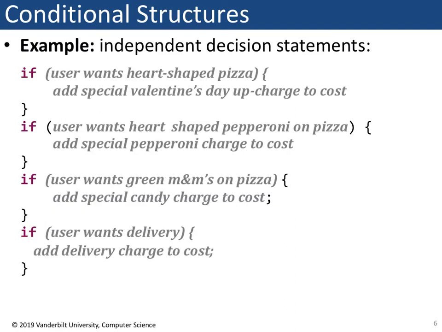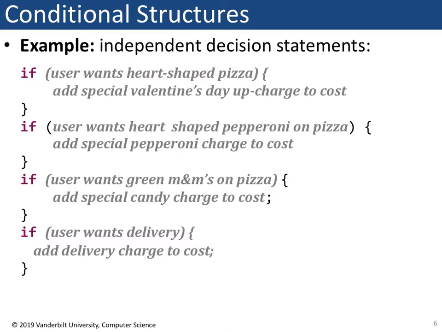Sometimes it is appropriate to use independent decision statements. For instance, if we were deciding on what sort of pizza that a customer wanted, we could have the test user wants heart-shaped pizza. So this is a Boolean expression, a conditional evaluation. And if it's true that the user wants heart-shaped pizza, then we will add special Valentine's Day upcharge to the cost. So this is the situation where we are computing the cost of a pizza. If a user wants heart-shaped pepperoni on pizza, then we would add a special pepperoni charge to cost.